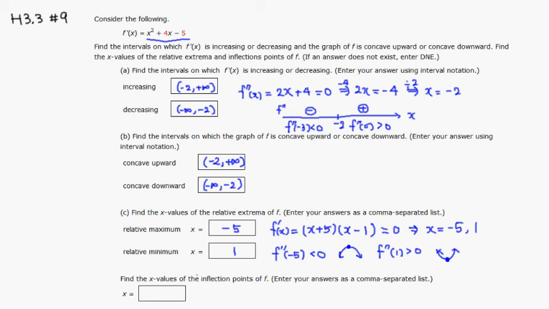Then find the x value of the inflection point. We have to go back to the second derivative. The second derivative becomes 0 when x equals negative 2. Then you can see that here's concave down turning into concave up. So this is definitely an inflection point. So f has the inflection point when x equals negative 2. That's it. I hope that this was clear.